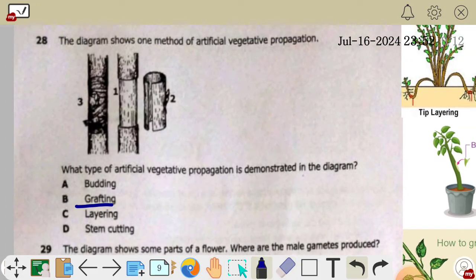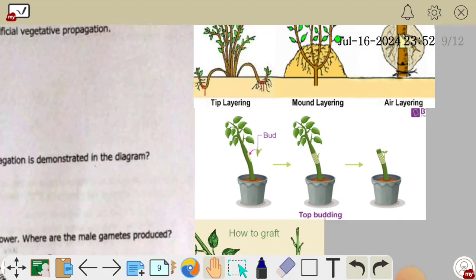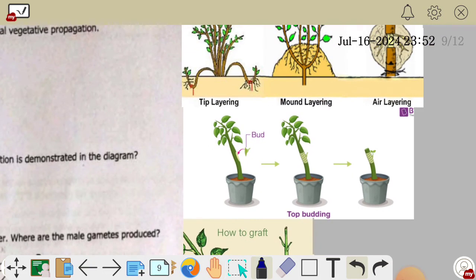Okay, so we have a bud there, then you put it on another plant. Sorry for that, correcting that mistake. Okay, so we have budding. So this is a bud of a tree. It is being put on another tree. So that is budding. So that is what is being shown on this diagram here. Here, that is budding. We remove a bud and put it on another tree. Okay, so that is budding, not grafting.